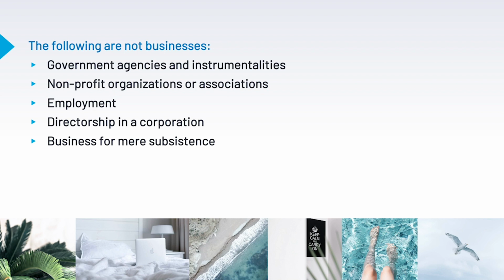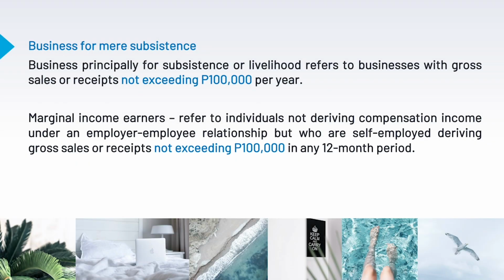Non-profit organizations, the NGOs. They have habitual activity, but they are not in commercial activity to earn profit. Employment, and directorship in a corporation, and business for mere subsistence. Just to elaborate, what are examples of business for mere subsistence? Business principally for subsistence or livelihood refers to businesses with gross sales or receipts, let us remember, not exceeding 100,000 per year. So it is mere subsistence if your sales or receipts are not exceeding 100,000 per year.